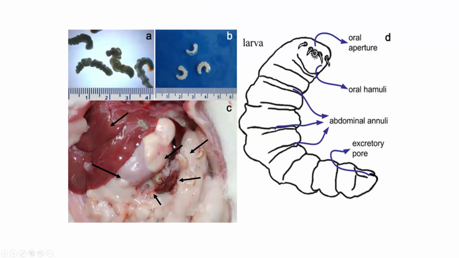In the natural host, they encyst in the various organs of the rodent in these sort of C-shaped structures, or they are curled up in a C shape, and there they wait. Now, the same would happen to some extent in humans, except humans would be an inappropriate host, so they eventually die and become calcified.